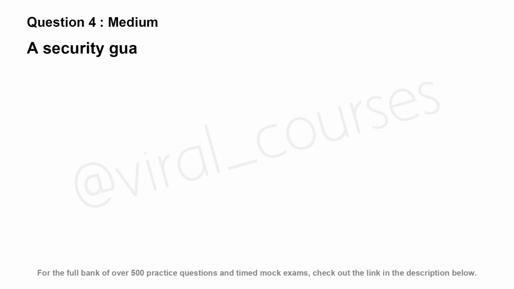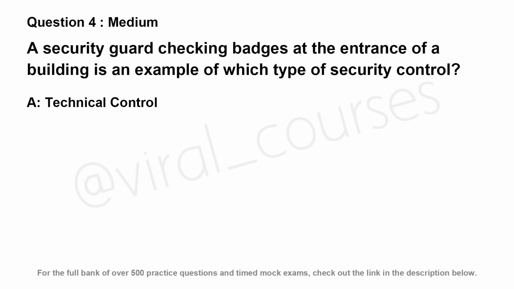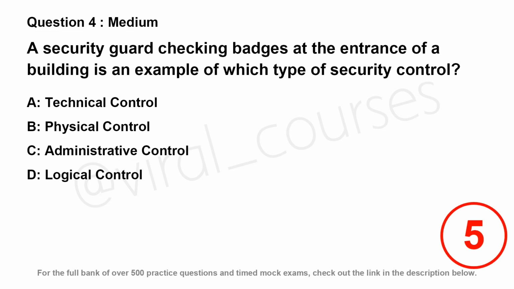A security guard checking badges at the entrance of a building is an example of which type of security control? Option A, technical control. Option B, physical control. Option C, administrative control. Option D, logical control.